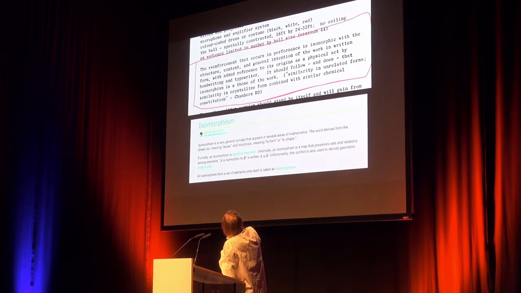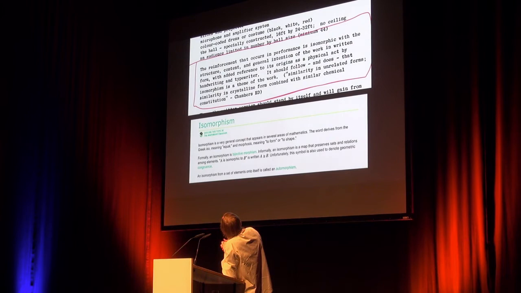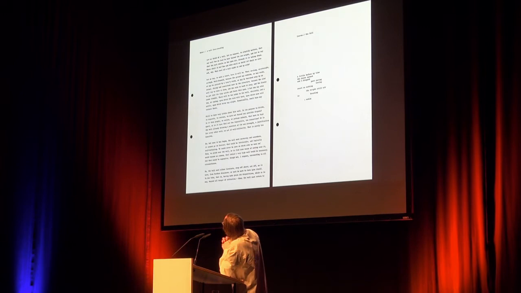As Rebecca mentioned, normally this word is related to mathematics, not chemistry, and in that context, isomorphism is a very general concept that appears in several areas. The word derives from the Greek iso, meaning equal, and morphosis, meaning to form or to shape. Informally, an isomorphism is a map that preserves sets and relations among elements. So Potter used the typewriter in what he thought was an isomorphic way to present the text to be read in this play.